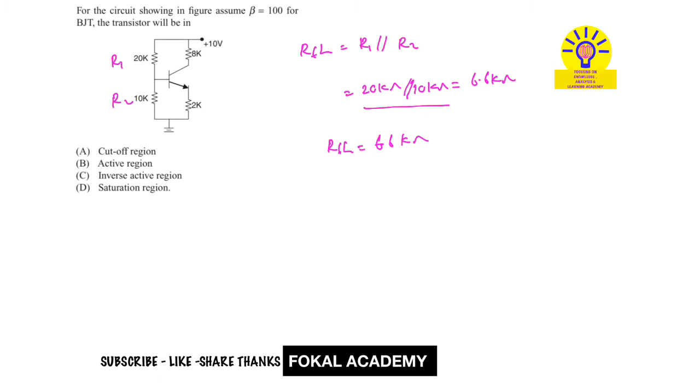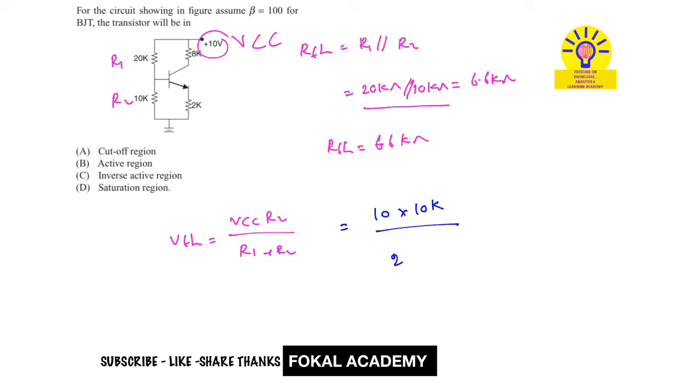For the self-biased circuit, VTH is given as VTH equals VCC into R2 divided by (R1 plus R2). This is the VCC value, this is R1 and this is R2. Now substitute here: 10 into 10K divided by (20K plus 10K). By simplifying that with the calculator, we get 3.3 volts.